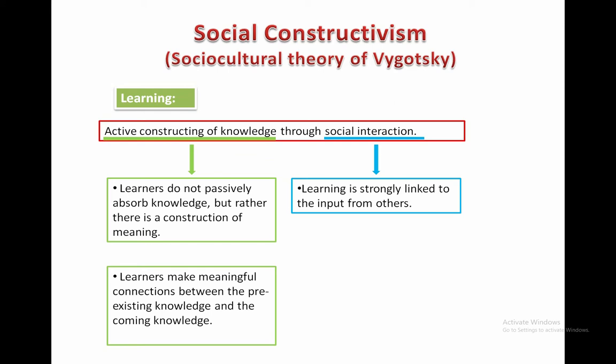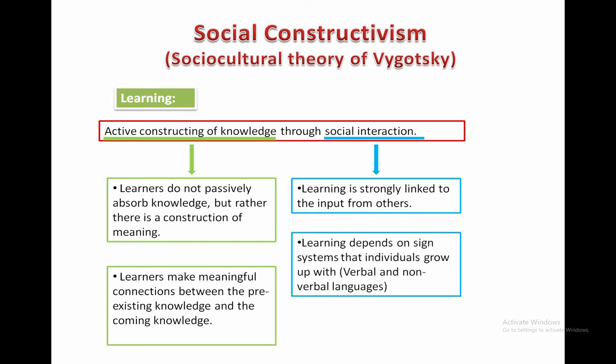Moreover, he believes that learning happens twice. First on the social level, which means among people, and later on the individual level, which means within the individual. However, for social constructivism, learning depends on sign systems that individuals grow up with, such as verbal and nonverbal languages. Here, knowledge learners receive relies on sign systems. An example of these sign systems is language. Through language, ideas, pieces of information, and knowledge in general are transmitted from one individual to another.